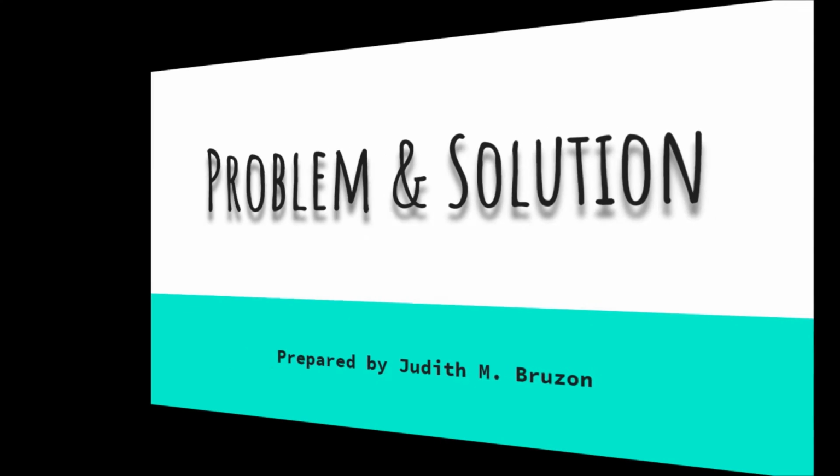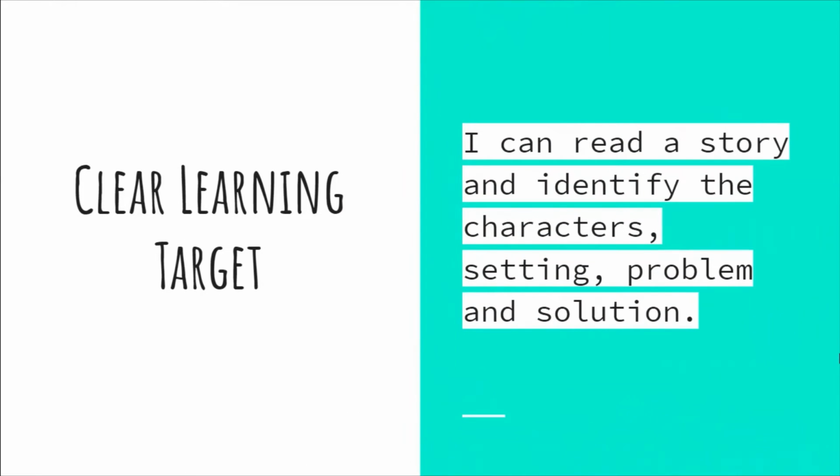Okay, so let us begin with our clear learning target. I can read a story and identify the characters, setting, problem, and solution. Can we read it together? Perfect. Let's go ahead. I can read a story and identify the characters, setting, problem, and solution. Okay, so to do that, we are going to, as I mentioned, review. So let's review the characters.